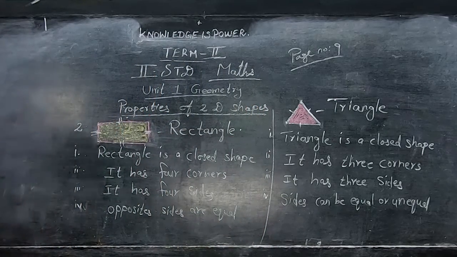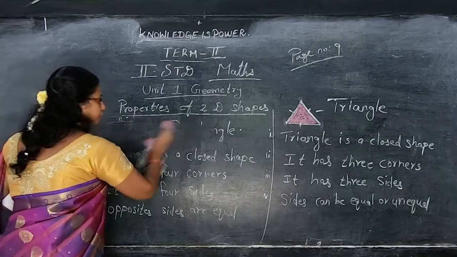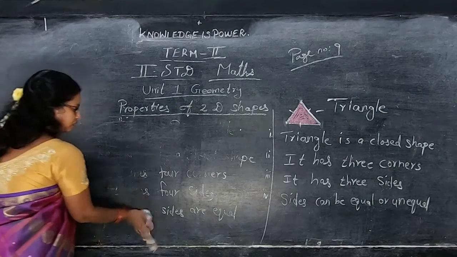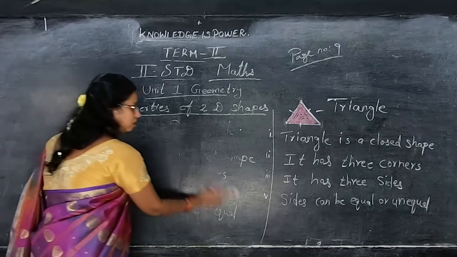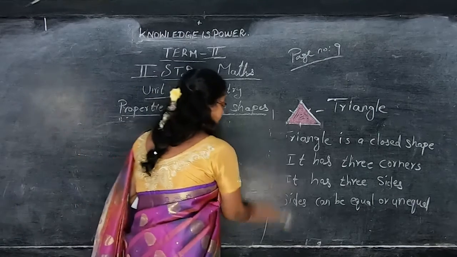Finished, children? Write in your classwork. Write neatly. I am saying it again and again, for you only. To help you understand, I am teaching again and again. While taking the lesson also, I told all these properties. Okay, now the last one we are going to see.